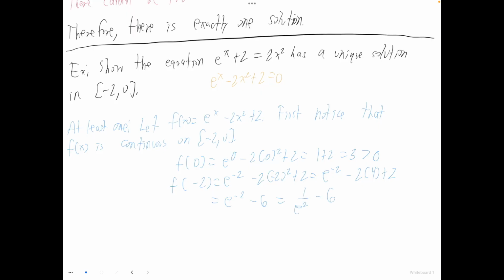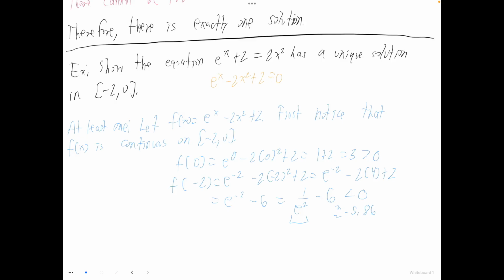Now, you might not know exactly what value that is, but 1 over e squared is 1 divided by a number greater than 1. So this expression is less than 1, and I'm subtracting 6 from it. So that's going to be less than 0. If you're curious, this is about negative 5.86. So it's less than 0.